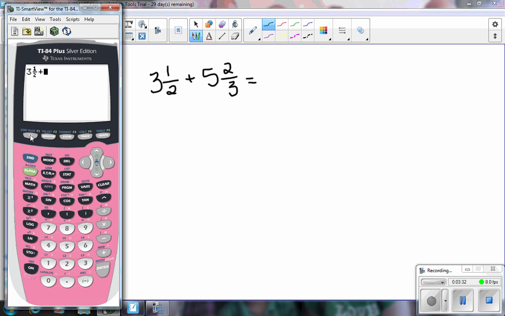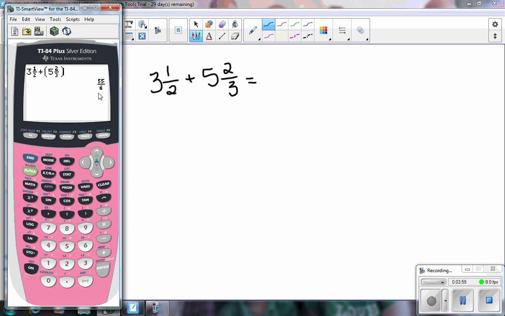So I'm going to hit alpha and y equals. That's just a shortcut key to get to that fraction button. Now I'm going to type in a 5, right arrow, 2, right arrow, and a 3. And I get an answer. The calculator just puts parentheses around there just so it makes it less confusing. Now notice my answer is written as 55/6.